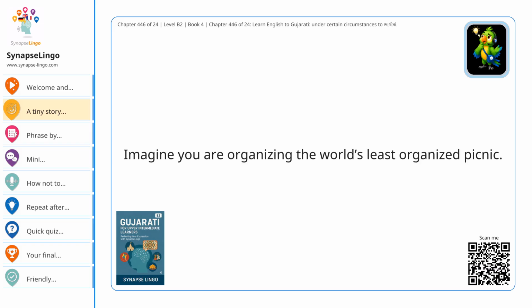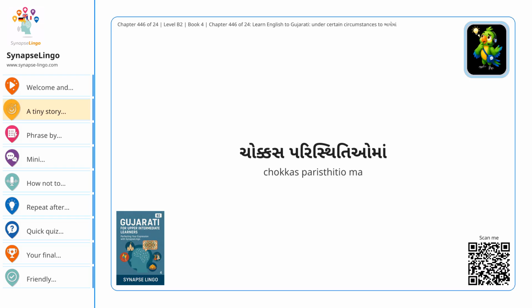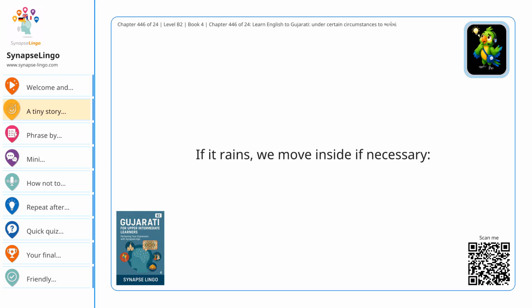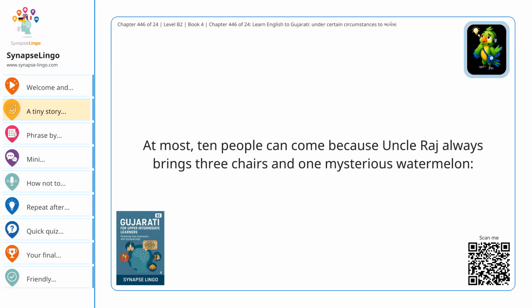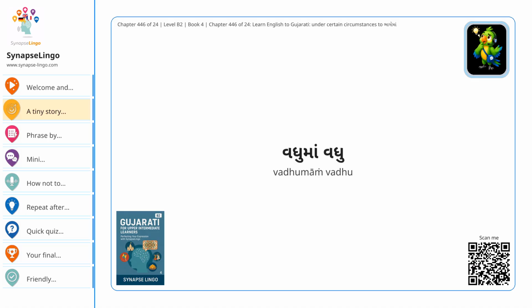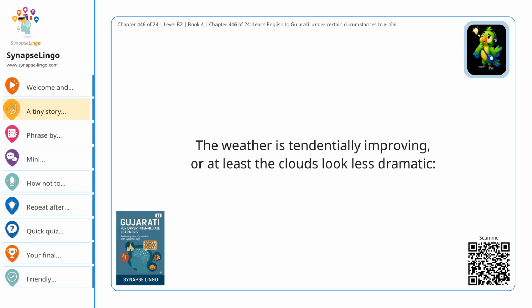Imagine you are organizing the world's least organized picnic. Under certain circumstances, the picnic can happen in the park. ચોક્કસ પરિસ્થિતિઓમાં. If it rains, we move inside if necessary. જરૂર પડે તો. At most, 10 people can come because Uncle Raj always brings 3 chairs and 1 mysterious watermelon. વધુમાં વધુ. The weather is tendentially improving, or at least the clouds look less dramatic.